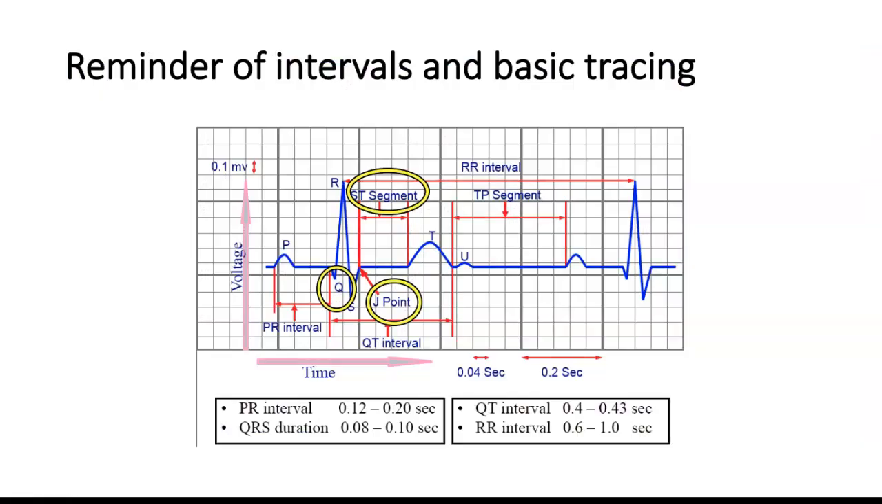Also, as a reminder of the intervals in the basic tracing, we have the P wave that signifies depolarization at the SA node. We have the QRS complex up to the T that signifies the depolarization and the repolarization of the ventricles. As we evaluate for myocardial infarction, we are going to pay close attention to Q waves, ST segment, and the J point.